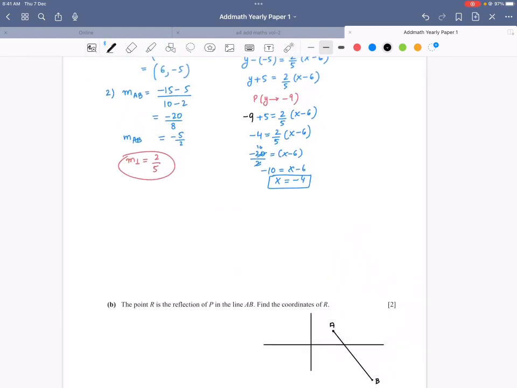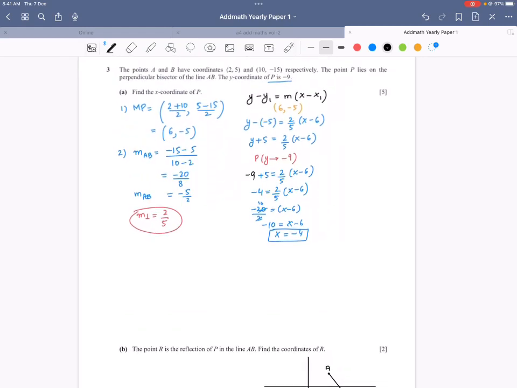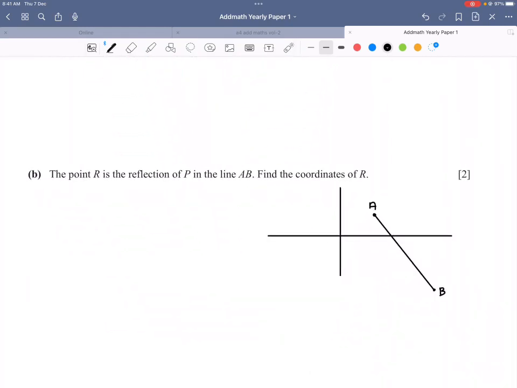And we have a point P. The coordinates for P are minus 4, minus 9. So P is like minus 4 and minus 9, somewhere here. That is P.